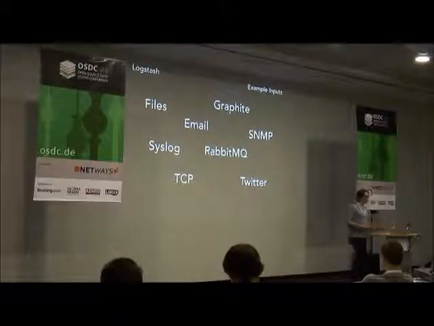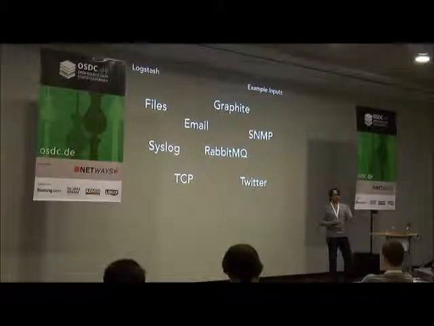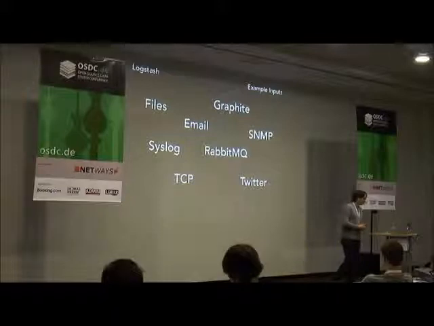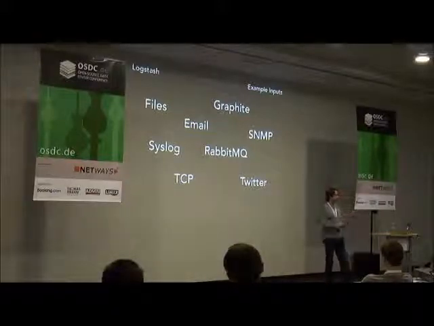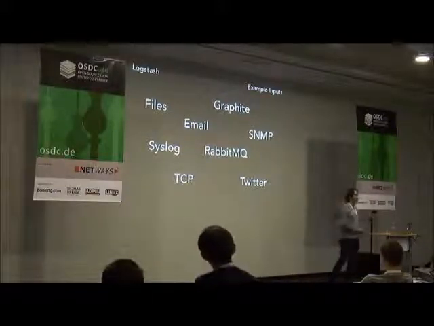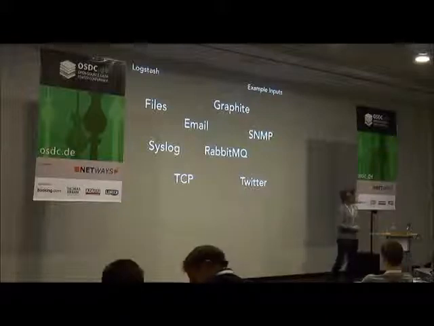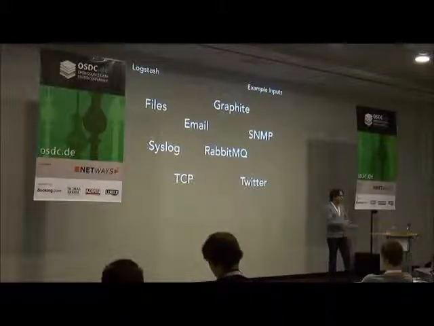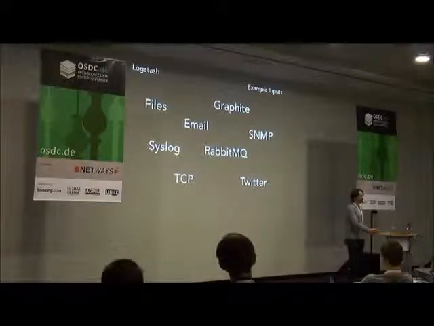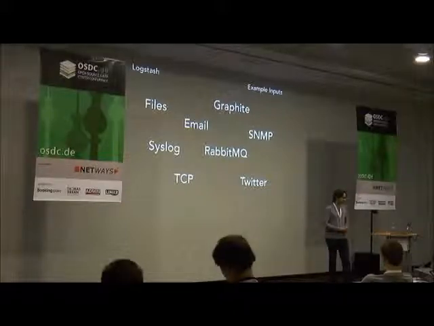SNMP is another good source of data. A lot of network gear will output syslog, but it'll also output metrics over SNMP. How many packets have gone over a given switch port? You can have it do SNMP traps, so you can have it send a signal out whenever something happens. There are inputs for that in Logstash.